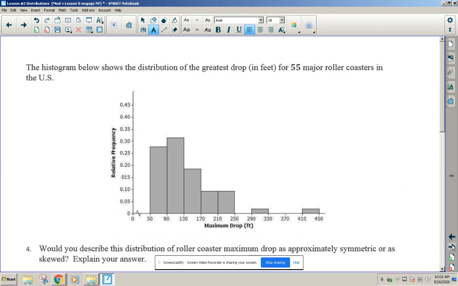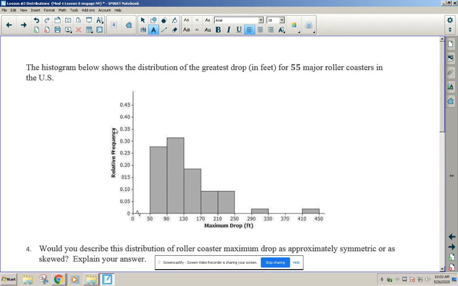So let's take a look at this guy here. This says this is a histogram of the distribution of the greatest drop in feet for 55 major roller coasters in the U.S. All right, so maybe you're a roller coaster junkie and you travel the U.S. and this roller coaster, this bar here, you're dropping between 50 and 90 feet. This one, you're dropping between 90 and 130, 130 and 170. Notice the spread is 40. So we have a spread of 40 right here.